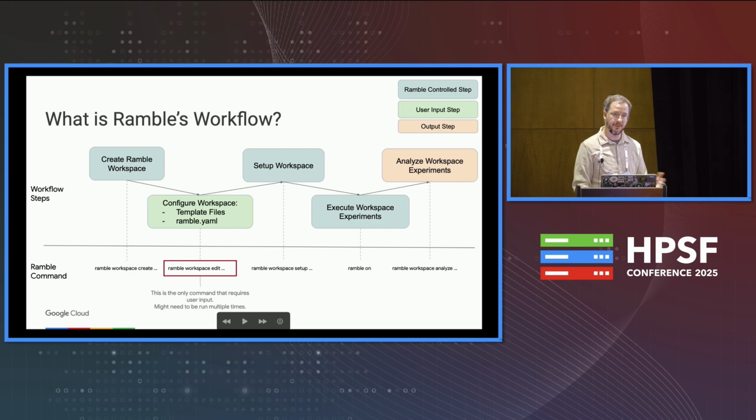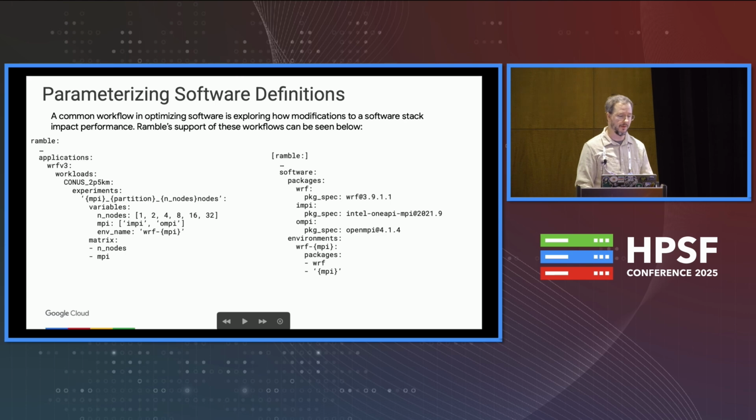So each of the application definitions describes things that we call figures of merit, which are arbitrary metrics that you will extract from the experiments. And when you run Workspace Analyze, we'll pull those out and store them for you. We can even upload them to something like a BigQuery database.